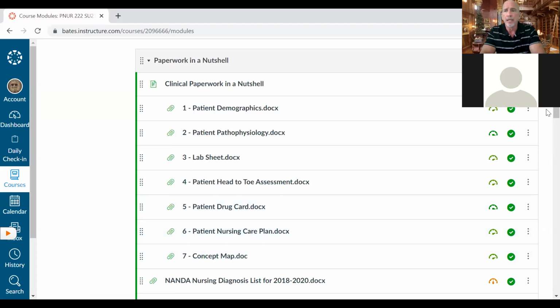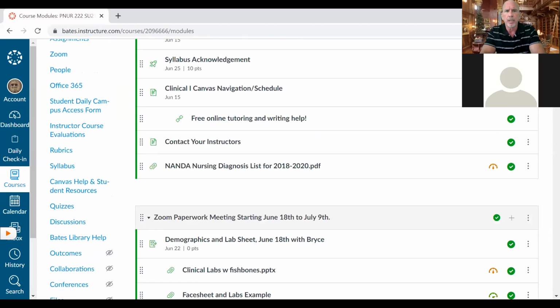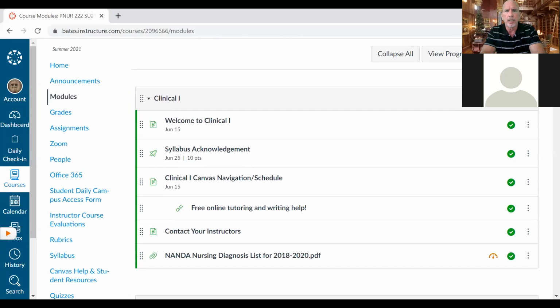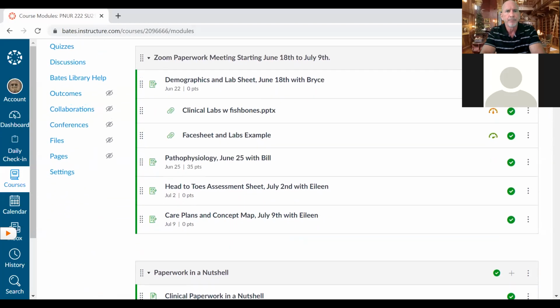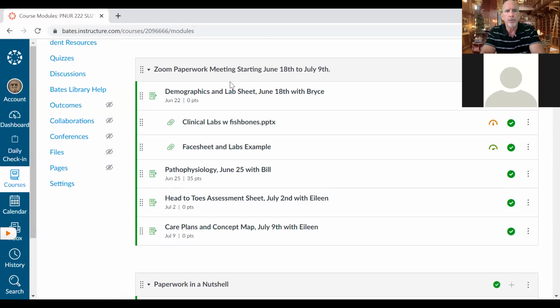So moving back up. We'll go ahead and get started. Any questions on this Canvas module before I move away from it? I'm going to show you a PowerPoint that talks about some of the more common labs you're going to run into. And this right here is the face sheet and labs example.